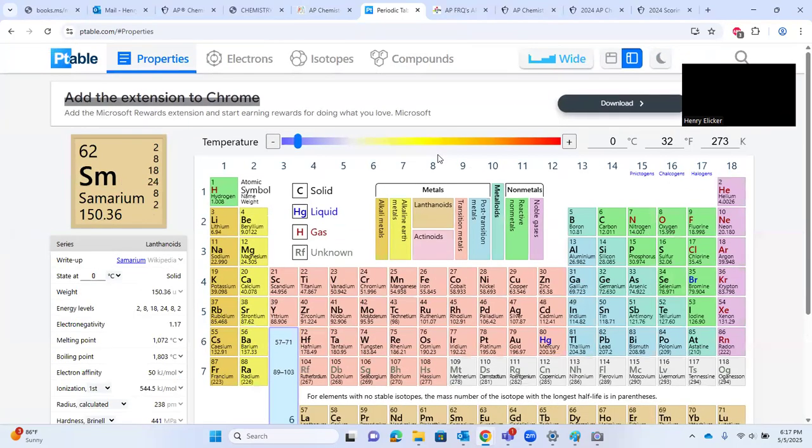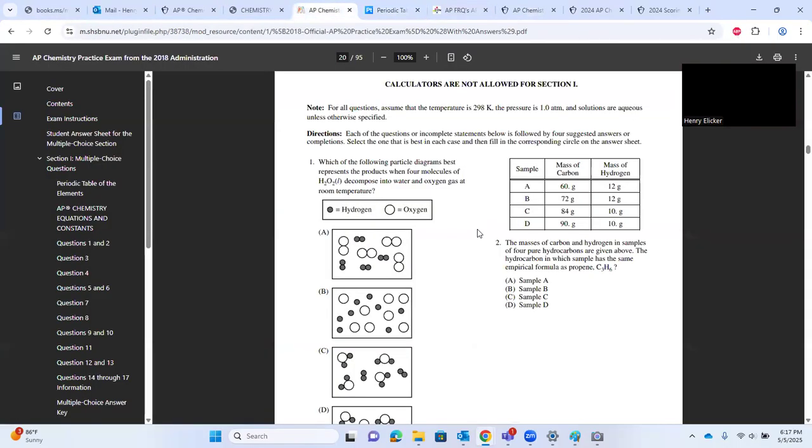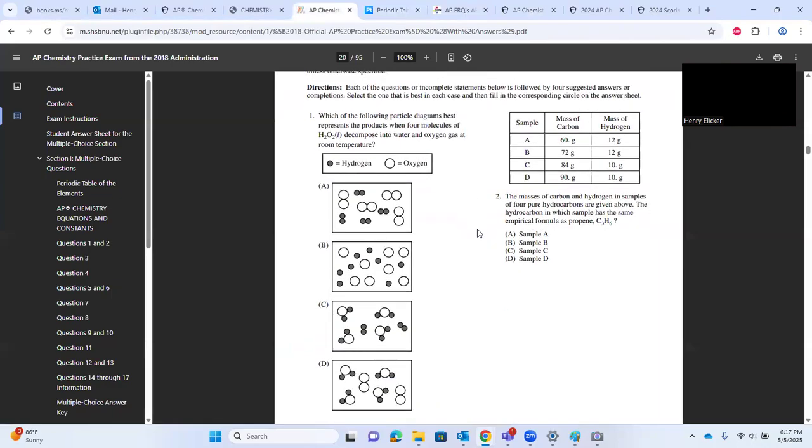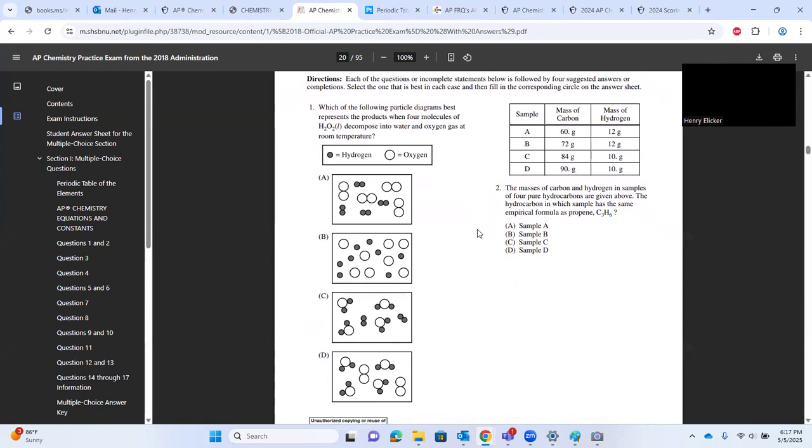Okay, now let's get started here. We're going to go to, here we go. Okay, number one. Which of the following particle diagrams best represents the products when four molecules of H2O2 decompose into water and oxygen gas at room temperature?